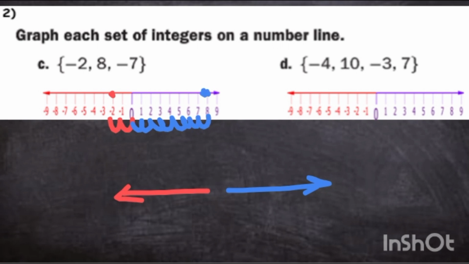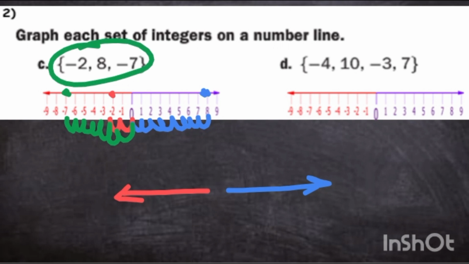Okay, then we have -7. As it is negative, we need to graph it to the left, right? So we graph it 7 units to the left. So here we graph it 7 units to the left from 0, and here we have graphed all the numbers on a number line. Let's do the same in our second part.